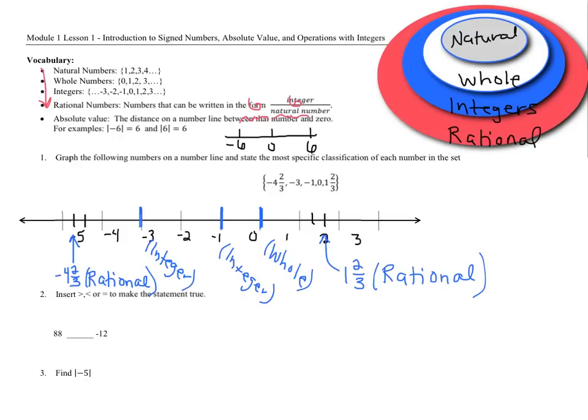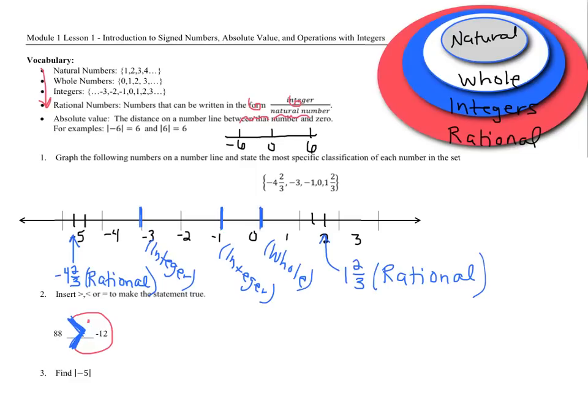Now for example 2. We want to insert the greater than, less than, or equal to symbols to make the statement true. Well, I'm looking at 88 versus negative 12. Clearly 88 is greater than negative 12, so I'll use the greater than symbol. I like to remember which one is greater than or less than by thinking of it as a Pac-Man, and Pac-Man always eats the bigger number. So since 88 is greater than negative 12, the mouth needs to open up towards that 88.